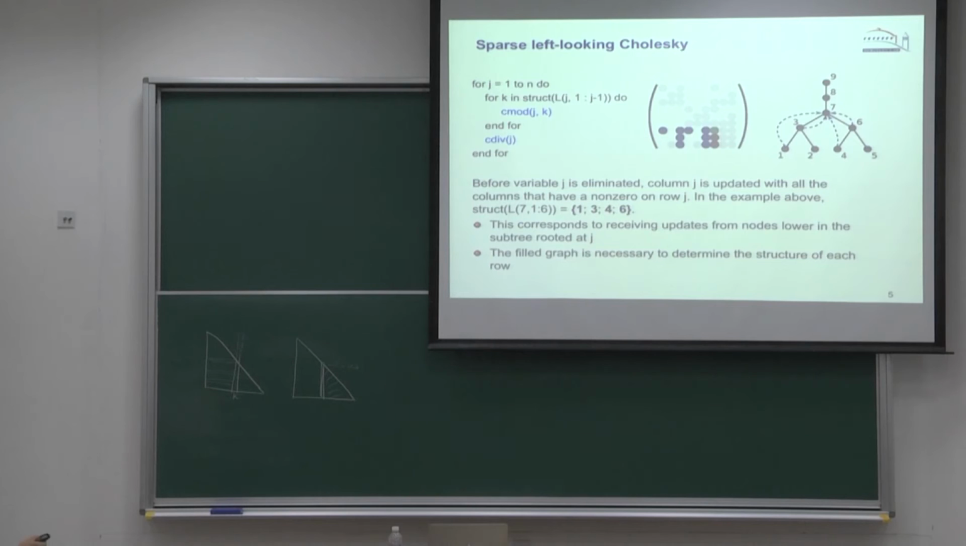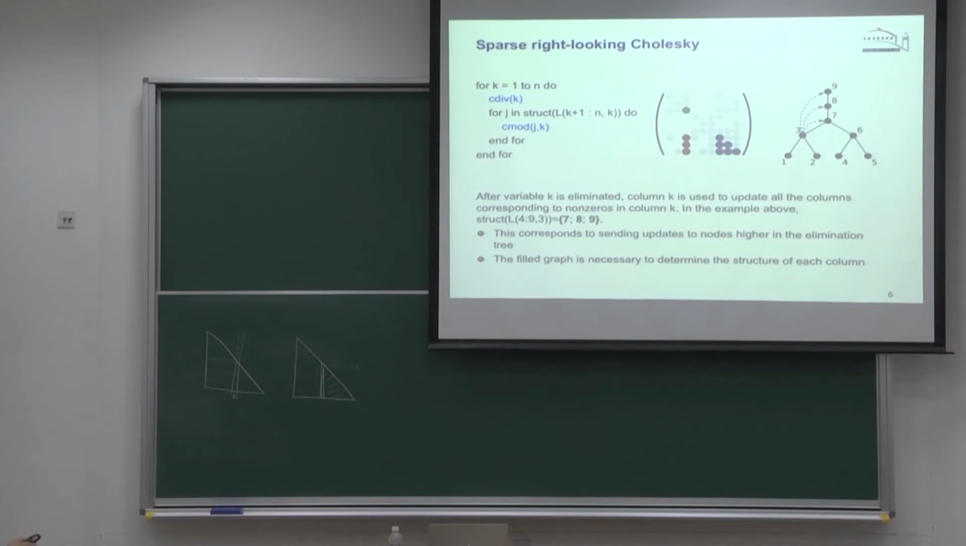So this corresponds to, we always use this tree to help us with the computation. So this corresponds to receiving updates from nodes which are lower in the subtree rooted at j. And the fill graph is needed to determine the structure of each row. So that's left-looking. And the right-looking corresponds to this picture. So for each column, right now I'm at this column, I need to accumulate the update here.